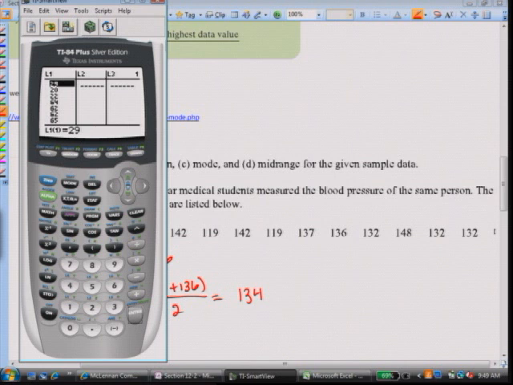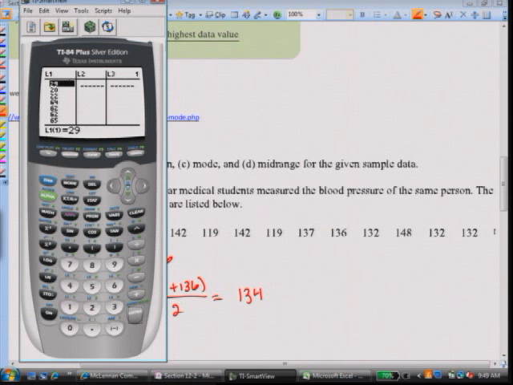So all of you that are using the 84, did you get to stat and then to edit? Okay, it says stat. There's a lot of buttons there. Okay. All right, now you're in this screen and you may or may not have data in here.